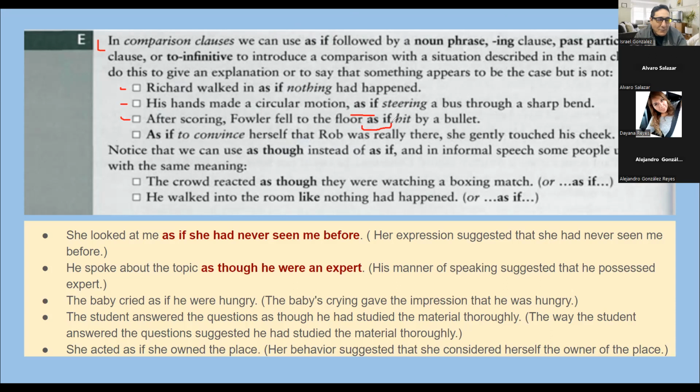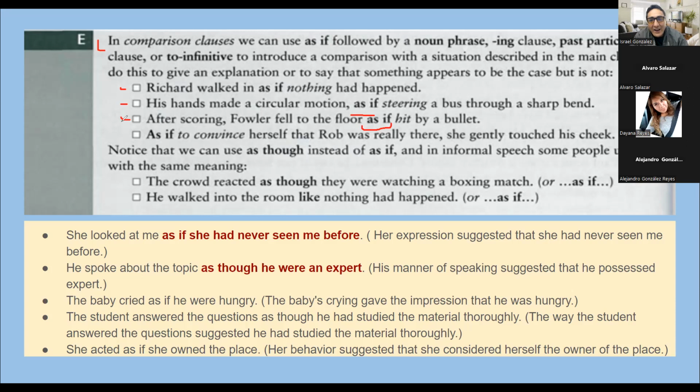She was kissing me as if it were the last kiss of her life. As if it were. Always, well, in second conditional, because it is not a real situation. Or you can say, she kissed me as if it was her last kiss, or as if it were her last kiss.